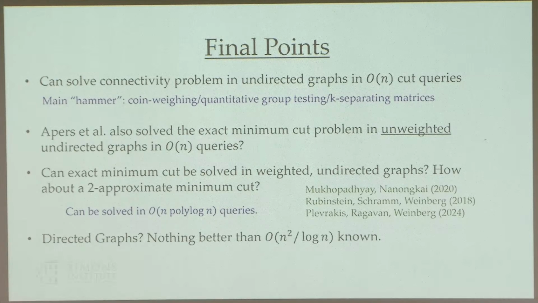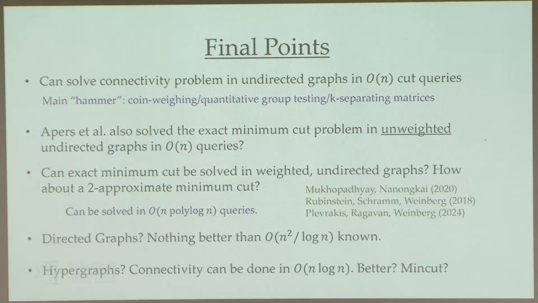So I have a directed graph and I want to know if it's strongly connected, and what access do I have? I have a subset S, and I get to know how many directed edges are leaving that set. The directed cut query. I actually don't know anything better than something like n squared by log n. So even this is quite open. Hypergraphs also: I can do connectivity of an undirected hypergraph in n log n. Can I shave that log n off? I don't know how to do it. And exact min cut also, I don't think people have looked at it. So that's also completely open.